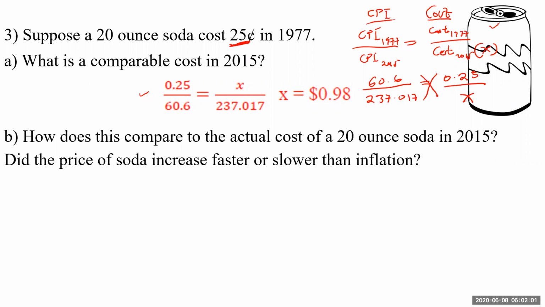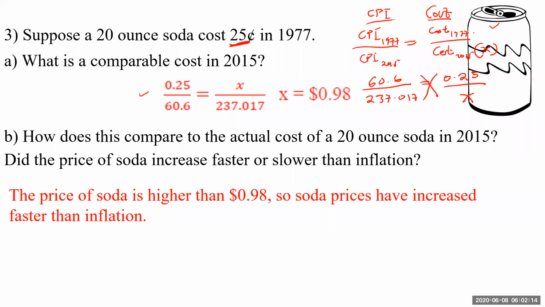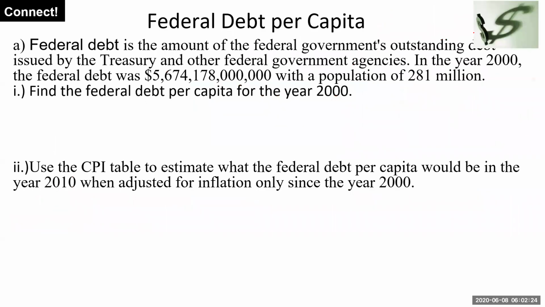So you either look at CPI and cost of the same year across, or you look at it vertically. Either way, you get the same result. Are you good? All right, sweet. Let's go to the next.